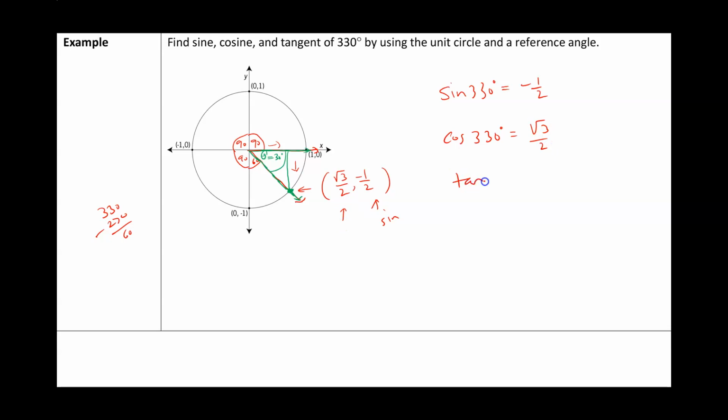And then the tangent of 330 is going to be the numerator of the y value, which is negative 1, divided by the numerator of the x value, which is radical 3. So that's like your opposite over adjacent, your y over x. And then if you rationalize that, we get negative radical 3 over 3. And that is the shortest section ever.